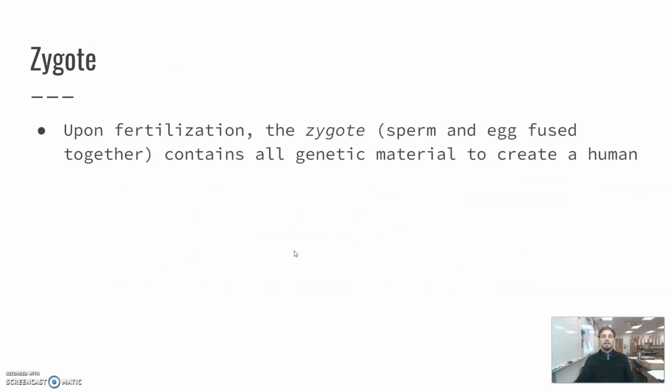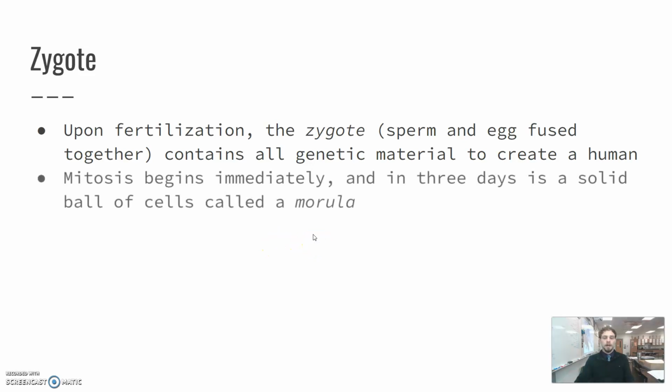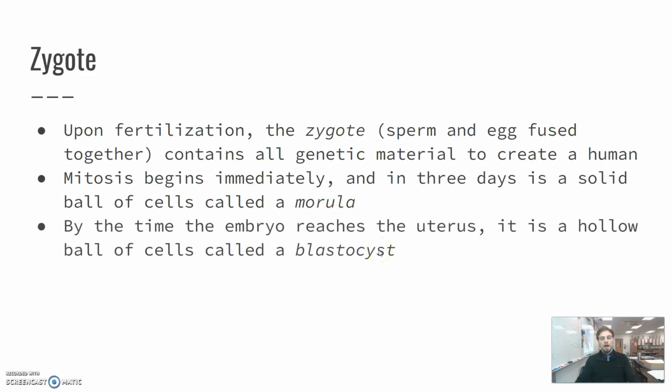Okay, and then the zygote, after fertilization, is going to contain all the genetic material needed to create a human. Like we mentioned, this is going to be a diploid offspring because you take the two haploid gametes, put them together, that gives you your full set, your diploid offspring. Mitosis will begin immediately, and in about 3 days, you're going to get what's known as a morula, which is a very solid ball of cells.